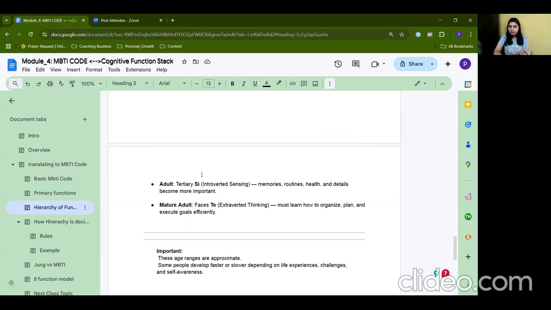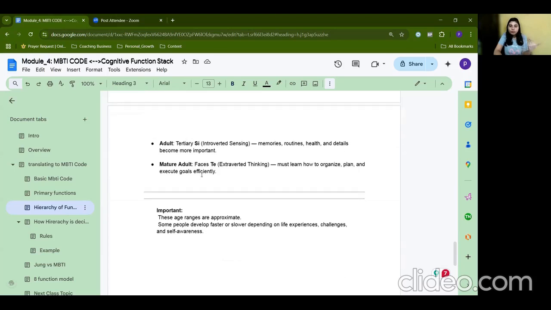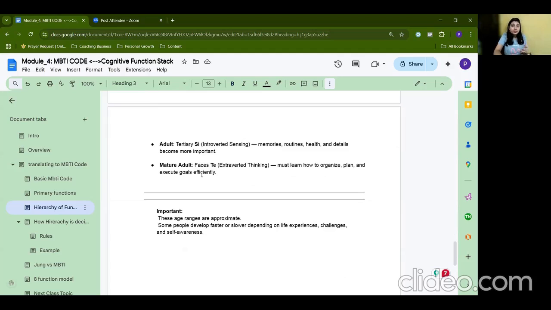It's also very important to note that the age ranges are very approximate. Some people tend to develop faster and some are slower depending on their life experiences, challenges, self-awareness, depending on the family they are born with. If you are already studying these functions, then you might know what your weaknesses are, so you can proactively work on them. So that increases your speed of growth as well. So a lot of factors come into play when you consider the growth of a particular person. All right.